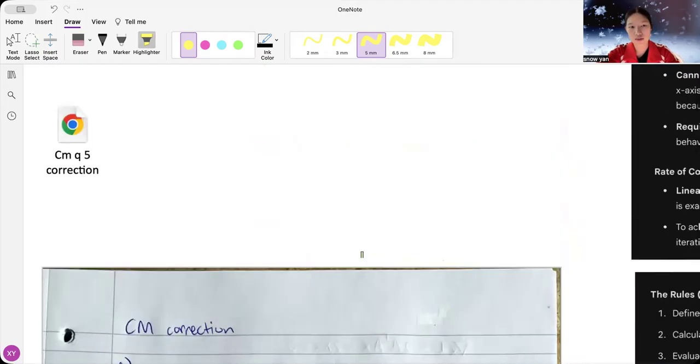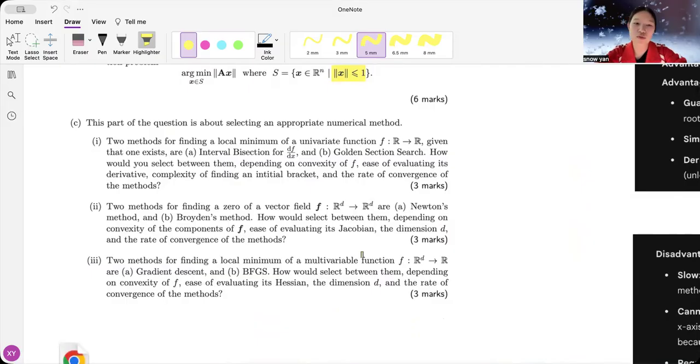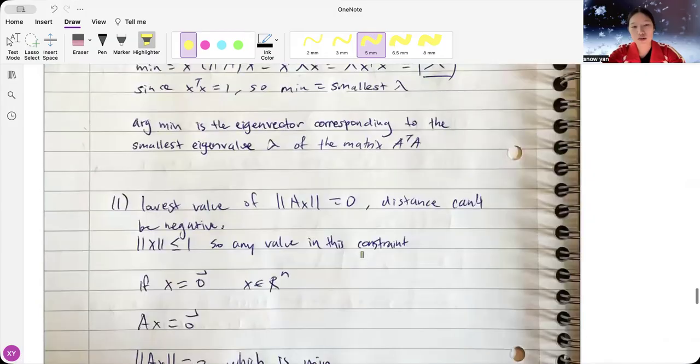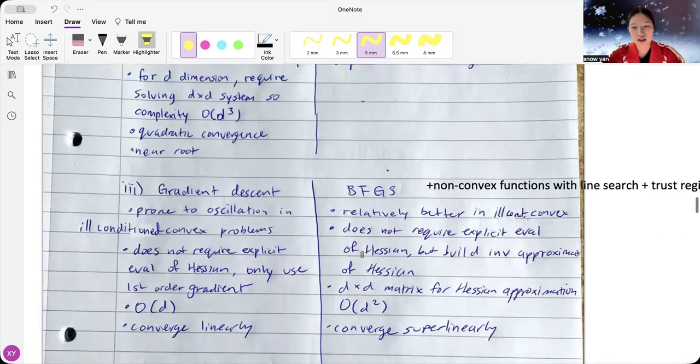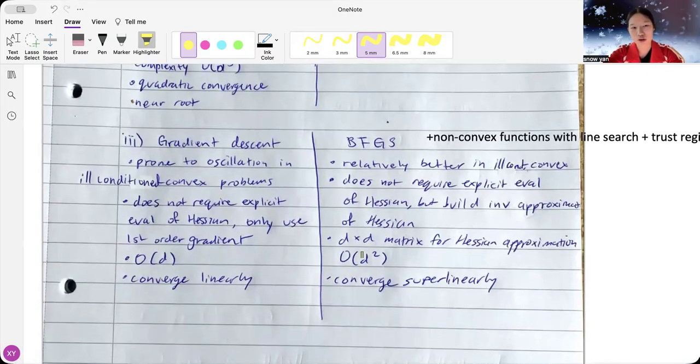Part three, we're asked to find two methods for a local min of a multivariate function: gradient descent and BFGS. I would select between them depending on convexity of f, ease of evaluating the Hessian, dimension, and rate of convergence. The difference between those two is that gradient descent is more prone to oscillations in ill-conditioned convex problems and non-convex problems. And it does not require the explicit evaluation of the Hessian. It only uses the first order gradient. And the complexity for it is O(D), and it converges linearly.